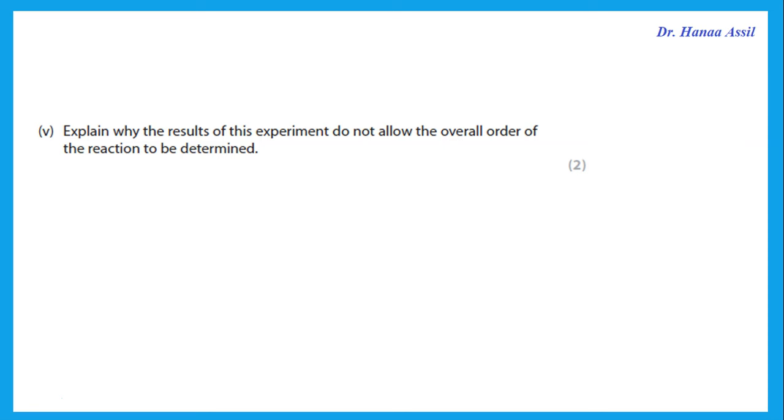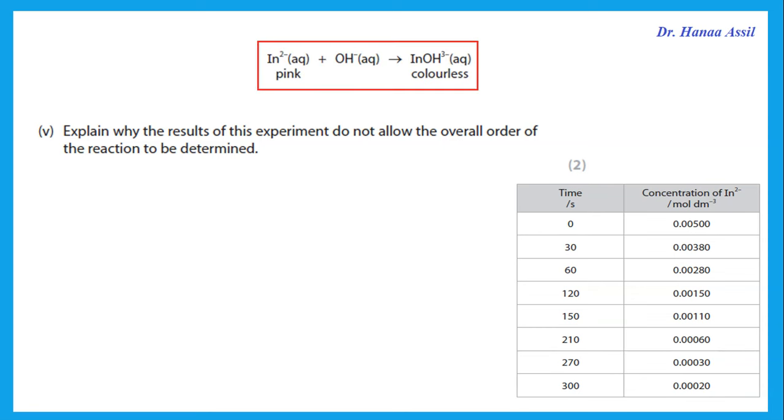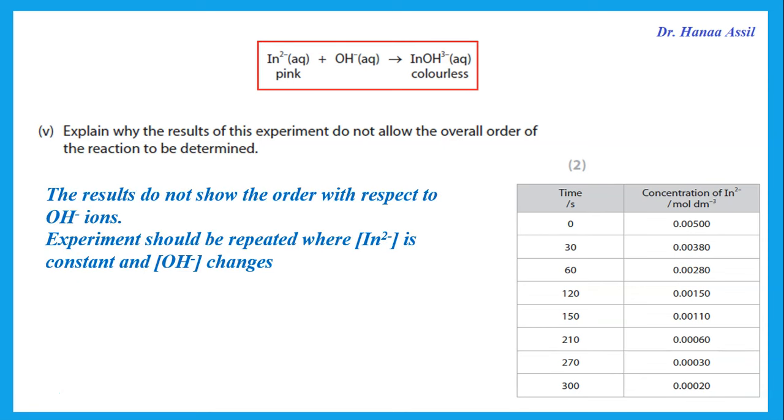Explain why the results of this experiment do not allow the overall order of the reaction to be determined. Well, in order to get the overall order of the reaction, I have to take into consideration all the reactants. Now, what we have been doing is just tracking the concentration of the indicator, but we did not determine the change in rate with respect to concentration of hydroxide ions. So the results do not show the order with respect to hydroxide ions. So I need to repeat the experiment where we keep the concentration of the indicator constant and change the concentrations of the hydroxide in order to determine the effect on the rate.